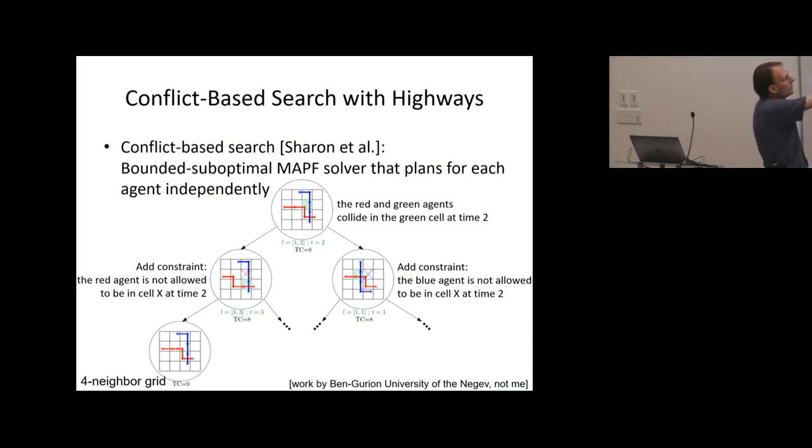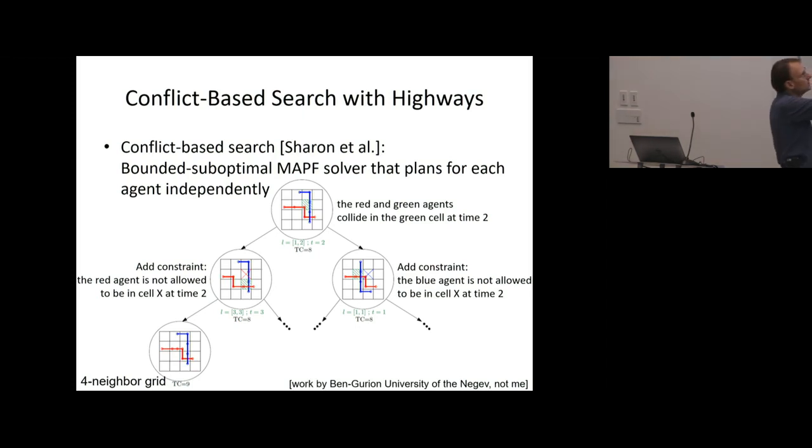Okay, so now we need to work on this and this. So we will do a heuristic search, an A-star-like search. So we pick the one with the smallest F value. Let's assume it's this guy here. Now, we have imposed a constraint on the red agent. So all of the agents, again, plan independently, taking the constraints into account.